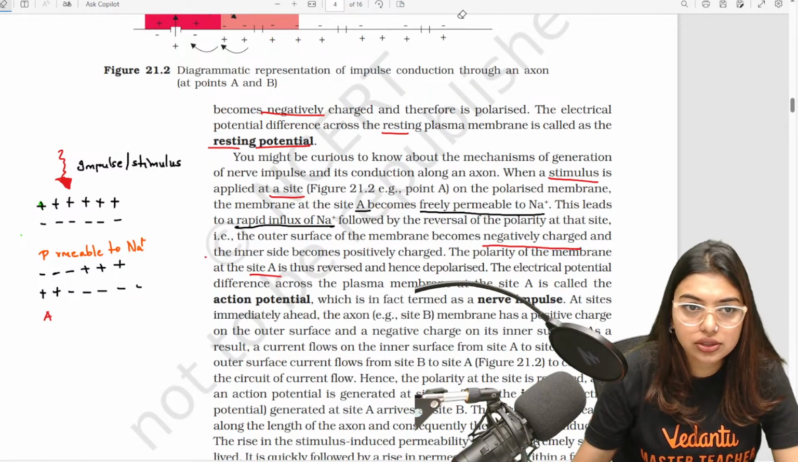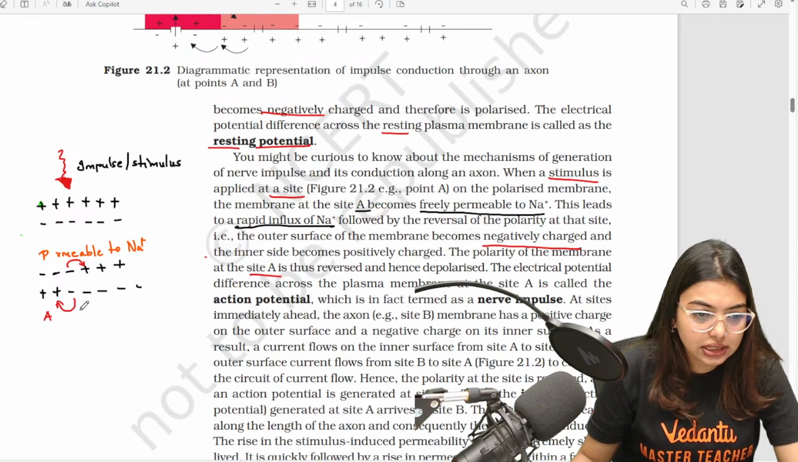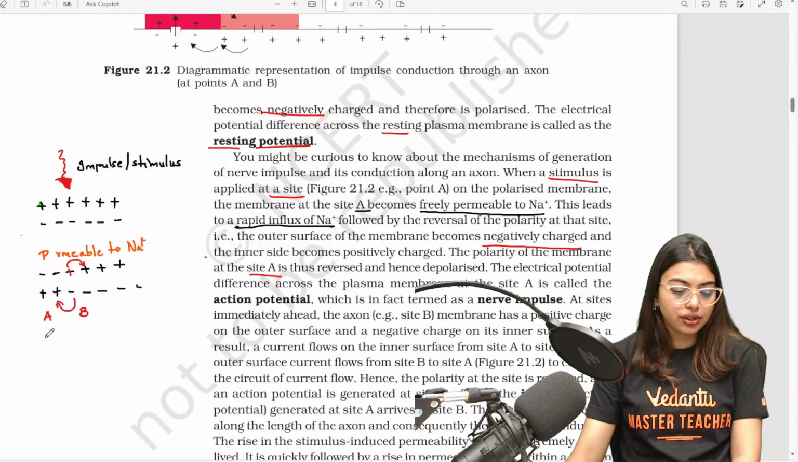So here you can see, students, this will move this side. Okay, this will move this side and this will move this side. Okay, so let's say this is the B region. Okay, this is the B region. So this is going to continue.